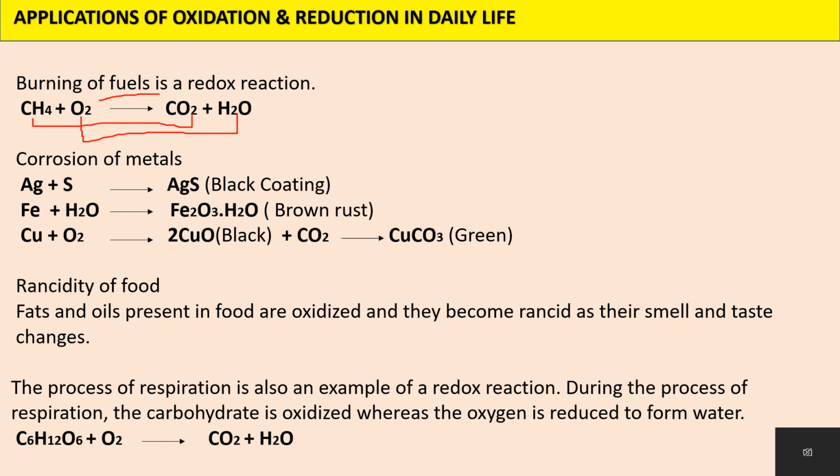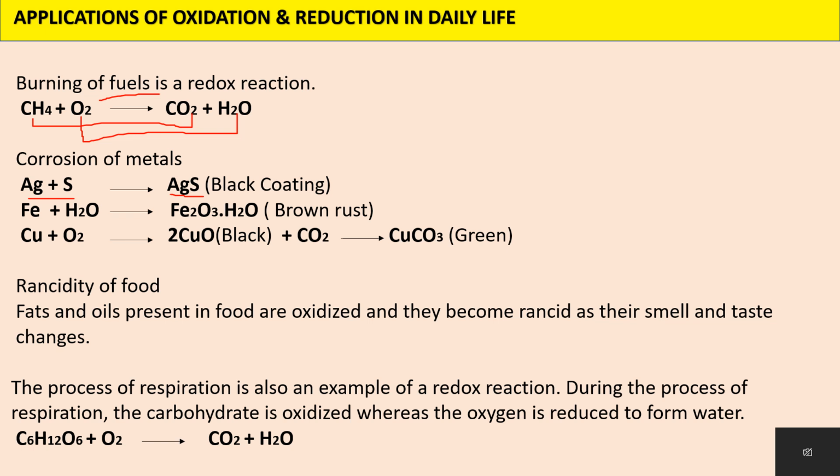Besides knowing the substance that is oxidized and the substance that is reduced in these reactions, the color of the products also sometimes changes, and they are important from an examination point of view. Let us study some of these examples which are important from the corrosion of metals. Silver on reaction with sulfur: silver is oxidized here and sulfur is reduced to form silver sulfide, which develops a black coating over silver articles.